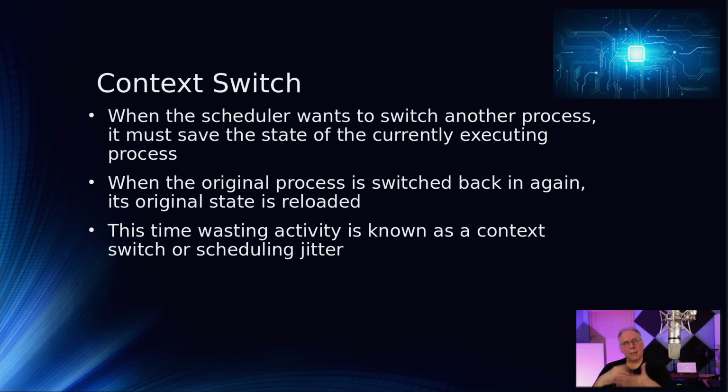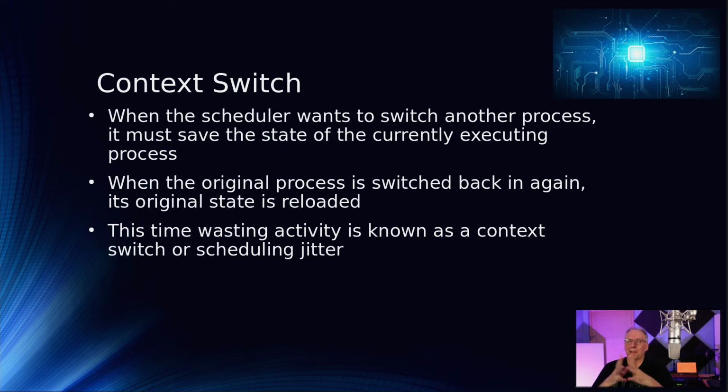It already did the save state because it switched you out as waiting. So it had to do your save state already. So now it has to do a load on that save state, and guess what? You've got to set up all the caches again. You have to relearn your branch predictions again on that processor. But that's what we call the time-wasting activity, and that's known as a context switch.